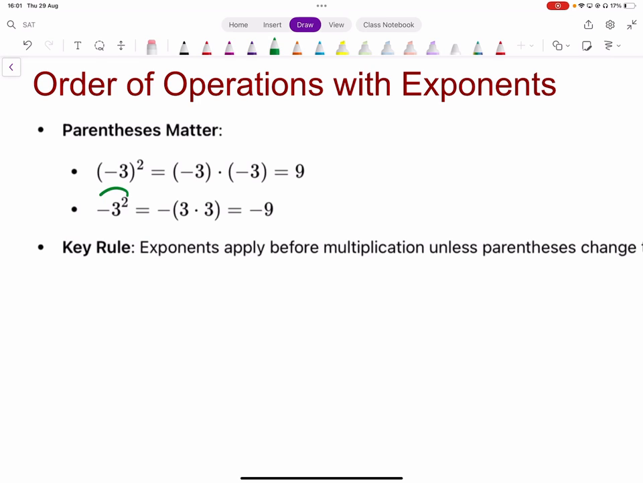Now, in this case, this negative does not have the square on top of it. Negative is outside the square. So this negative sign is going to remain there. You just multiply 3 by 3. So 3 squared, that's 9. And that gives you -9. So you need to make sure that you understand this distinction, this and this.